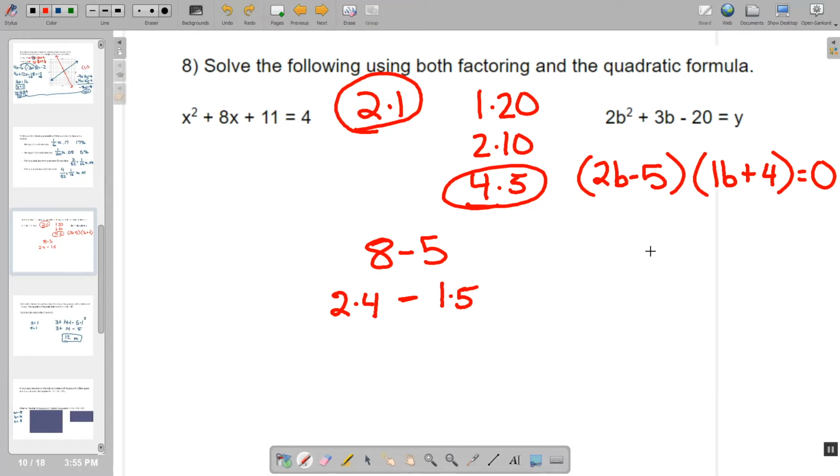Now, this is what I recommend you do on the CLEP test. Re-multiply it out to make sure you got it correct. So 2b squared minus 5b plus 8b minus 20. And that is correct. Because if you multiply it out and it doesn't work, just shift around your factors to make sure that you got them correct. There's nothing wrong with doing a simple guess and check to make sure that you actually have your factors correct.